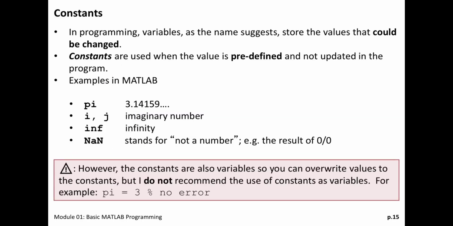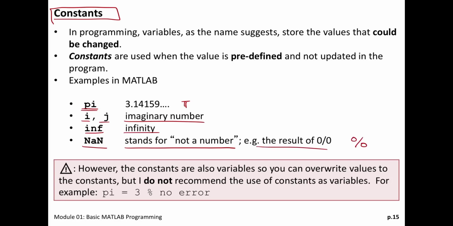Variables do not exist unless we define them. However, there are some variables that are already defined in MATLAB. They are called constants. The values in these constant variables are predefined. The examples in MATLAB are pi, this is the pi, or i and j, which are imaginary numbers. And then inf is infinity. It's an infinite number. Okay? And NaN stands for not a number. For instance, 0 divided by 0.